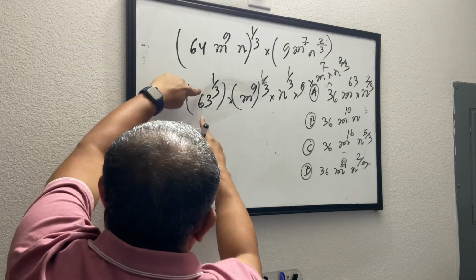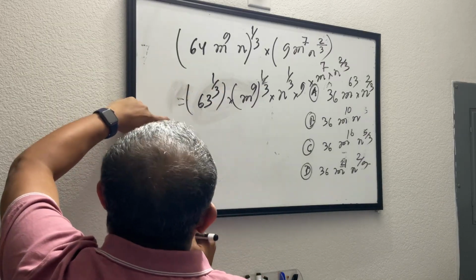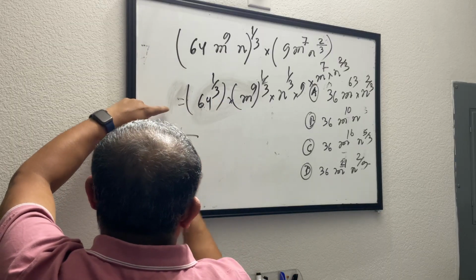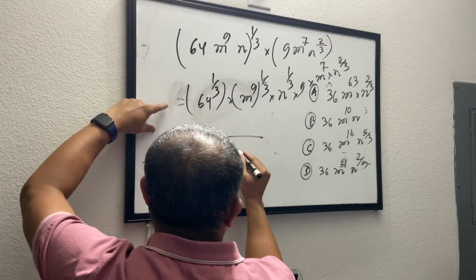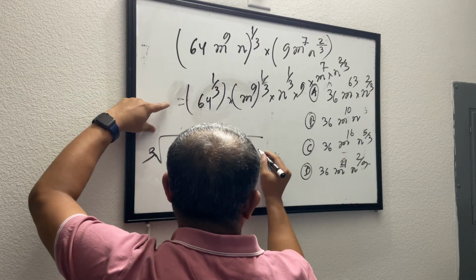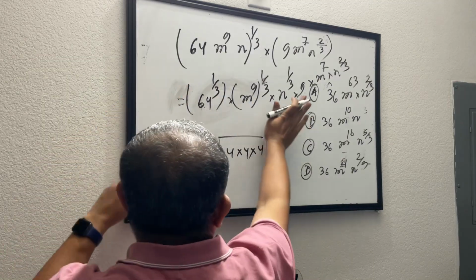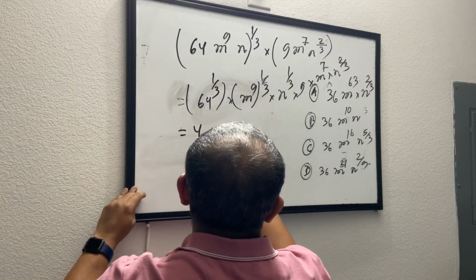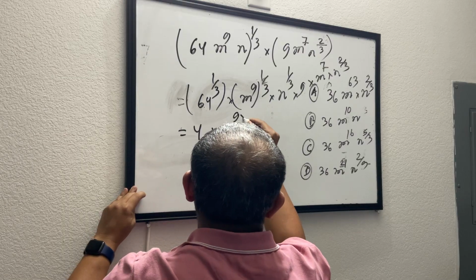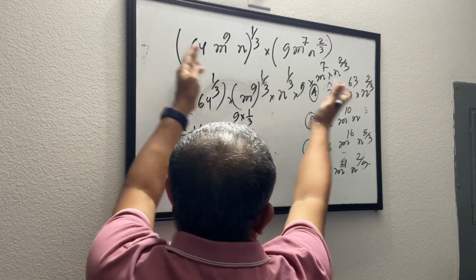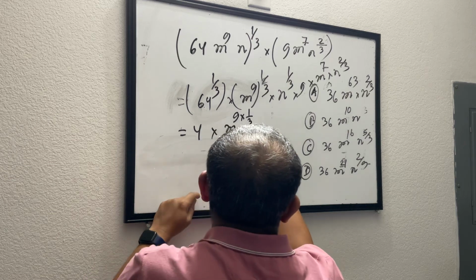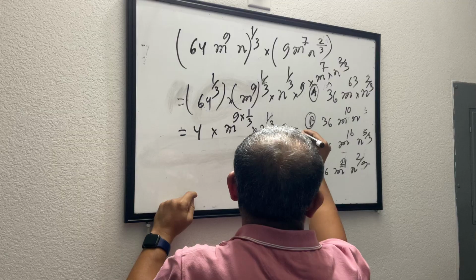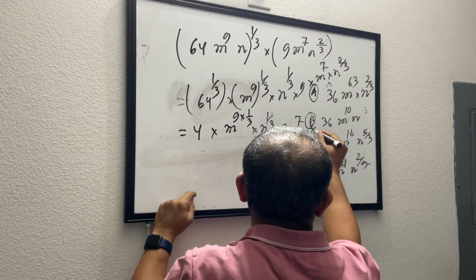Now let's look at it. 64 to the power 1/3. That is, we are trying to find out the cube root of 64. Now 64 is what? 4 into 4, 16 into 4, 64. So the cube root of 64 will give me a 4. M to the power 9 to the power 1/3. So that is m to the power 9 into 1/3. That is how you use the third rule of exponent. Into n to the power 1/3. And then you have a 9 here. And then you have m to the power 7. And then you have n to the power 2/3.